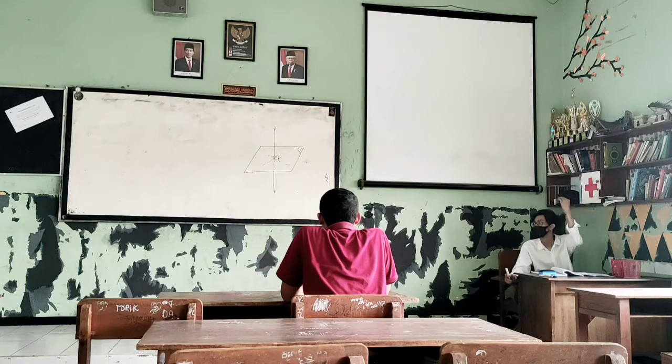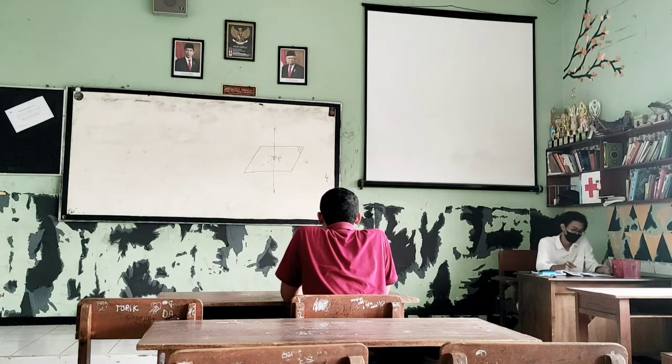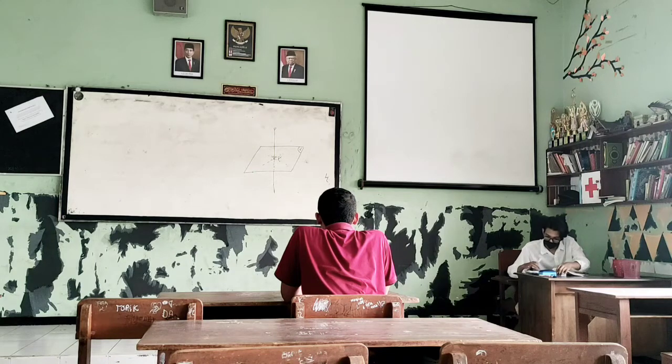Okay, I have two problems. Problem 1. You are given the cube ABCD.EFGH with a rib length of 8 cm. Calculate the distance of the line AE to the plane BDHF.